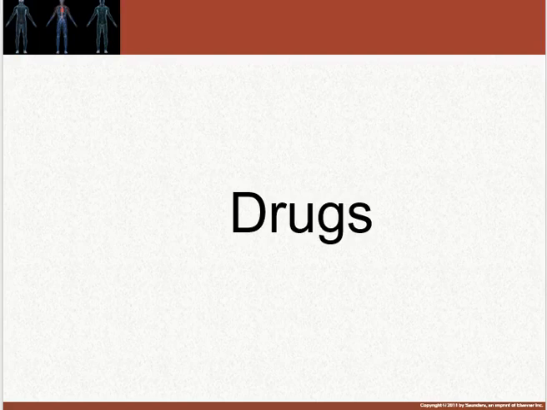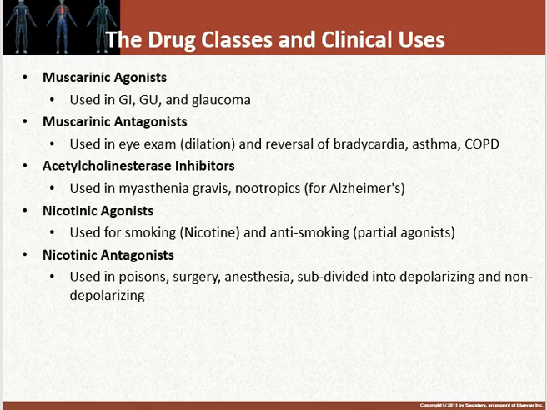So now we're going to discuss some of the drugs that can be used to modulate some of this cholinergic activity. Here's a nice little summary chart of the drug classes and the clinical uses. Muscarinic agonists, typically we see them used in diseases of the GI or the GU system, as well as topically for glaucoma. The muscarinic antagonists, we see them used in the eye exam.